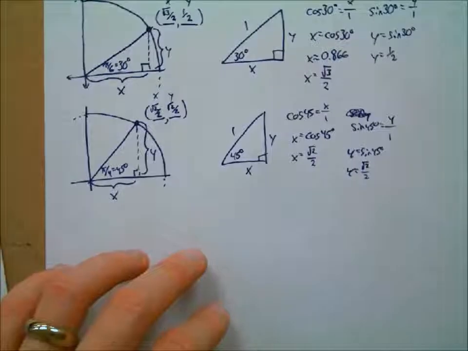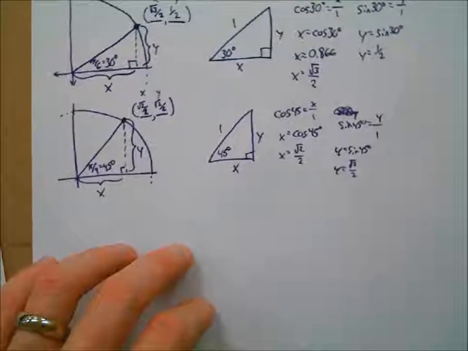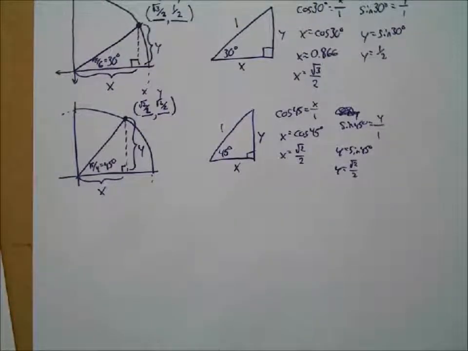Oops, I'm off the screen. There we go. Root 2 over 2, comma root 2 over 2. Okay. Don't worry, there's only one more in this quadrant, and then 9 more in the other 3 quadrants. We're almost there, guys.